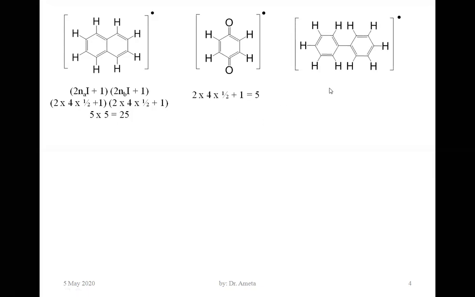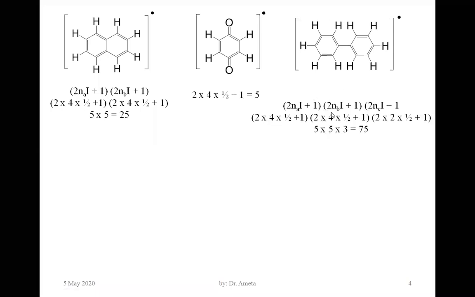Again, we take this example. How many kinds of protons are available? There are 3 kinds of protons. These 2 protons, H and H, are in the same equivalent environment. These 4 are in the same chemical environment. These terminal 4 hydrogens are in the same environment. That's why 2 into 4 into half plus 1, 2 into 4 into half plus 1, 2 into 2 into half plus 1. So finally we will get 75 lines. Okay, so we will use this formula in case of this.